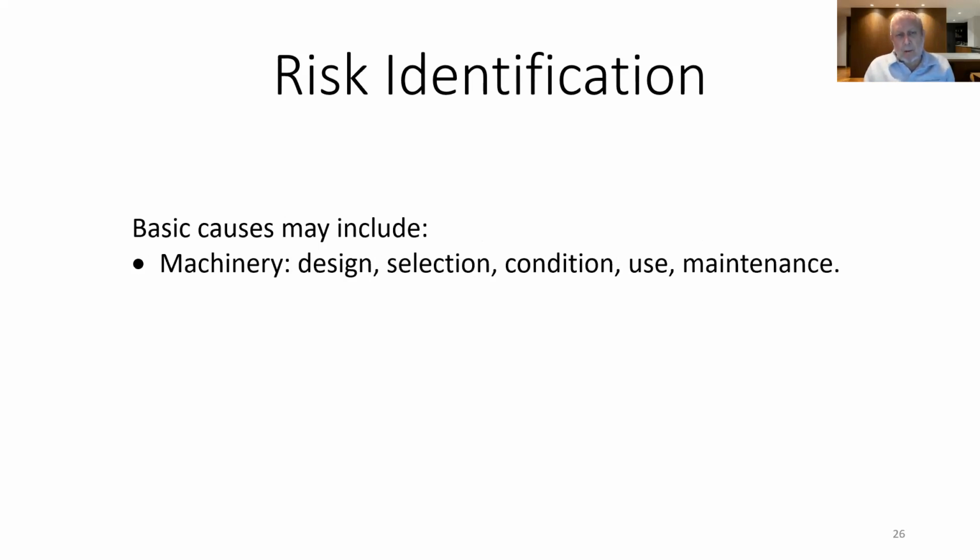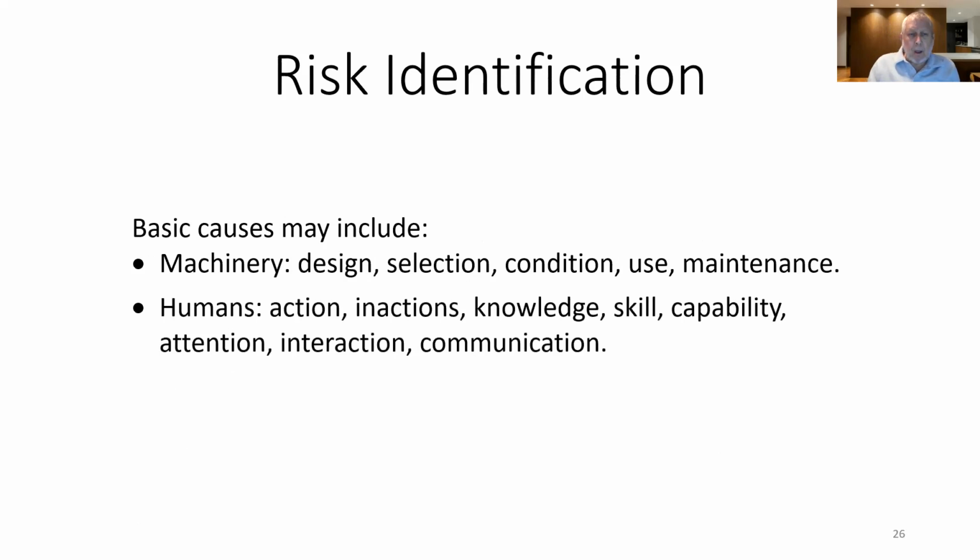Basic causes may include machinery: the design, selection, condition, use, or maintenance of machinery. The wrong machine can be chosen. The condition, again, could deteriorate, can be used wrong, might not be maintained properly. All of these are basic potential problems with machinery.